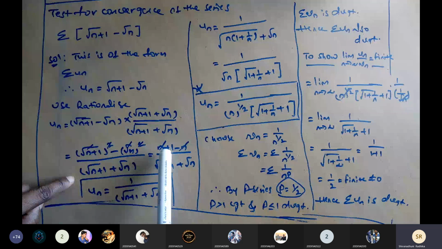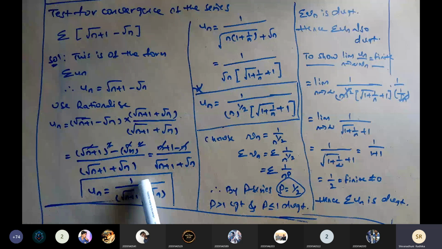In this un we have the numerator and denominator. Okay, but how to choose the Vn term? Already we know, take the highest power of n in the numerator and the highest power of n in the denominator, and we have to take it common. Yes? Hello? Clear now?